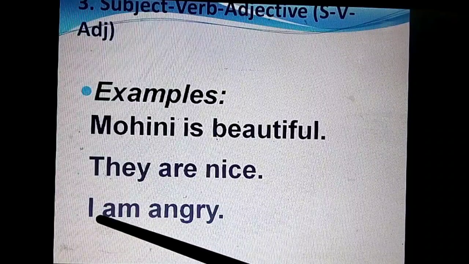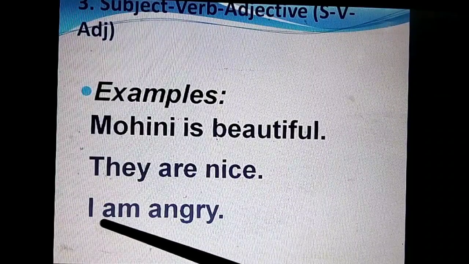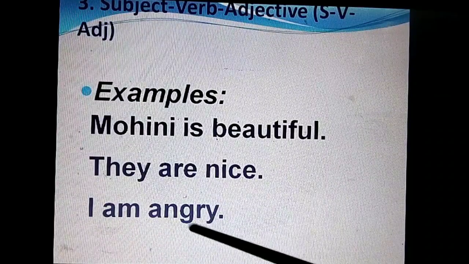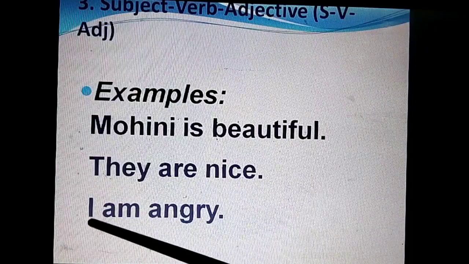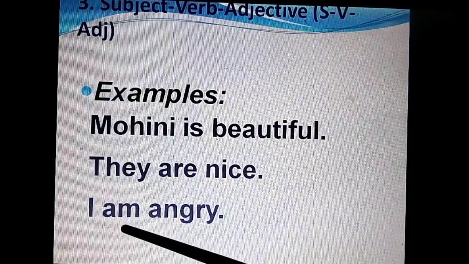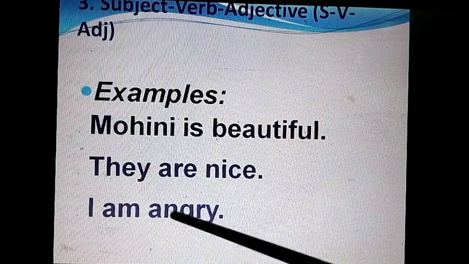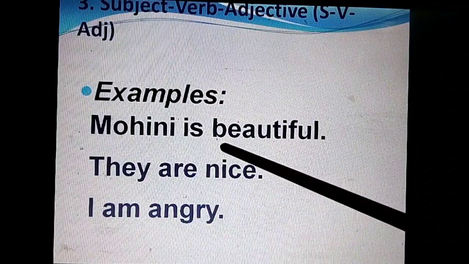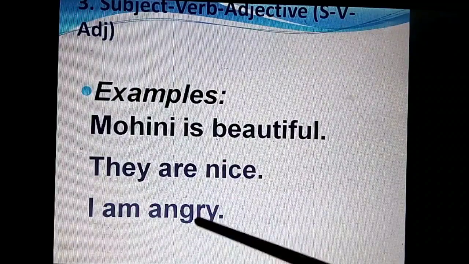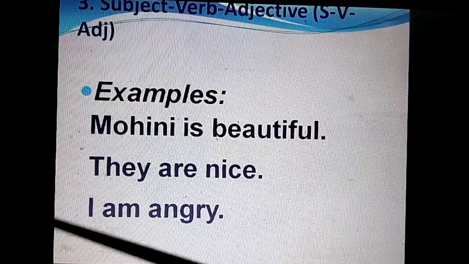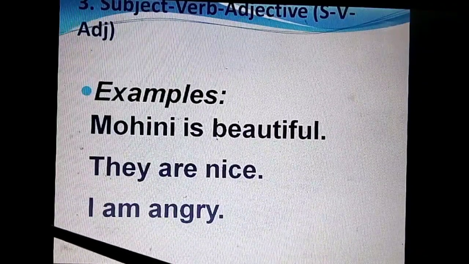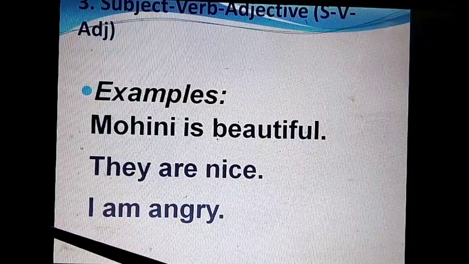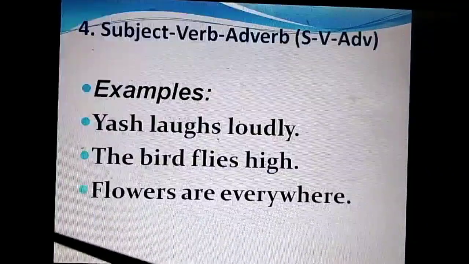Then another sentence, the third one, I am angry. Pronoun I is the subject here, am is the verb, and angry is the adjective. I hope these examples are quite clear, and if you are asked to make sentences, you will definitely be able to make them.